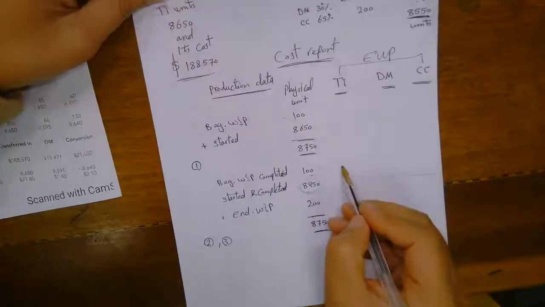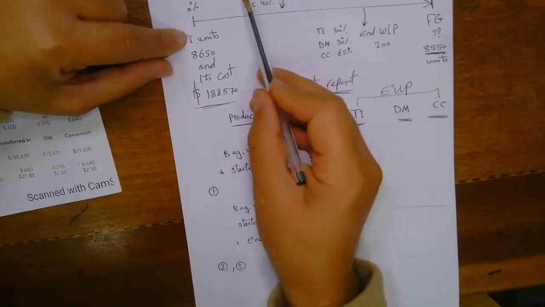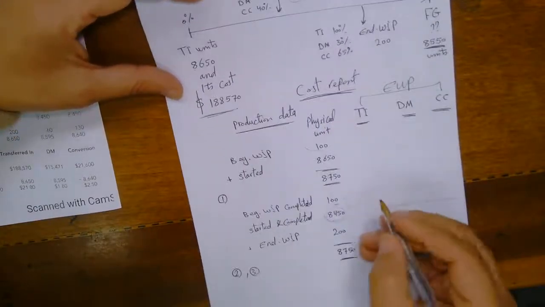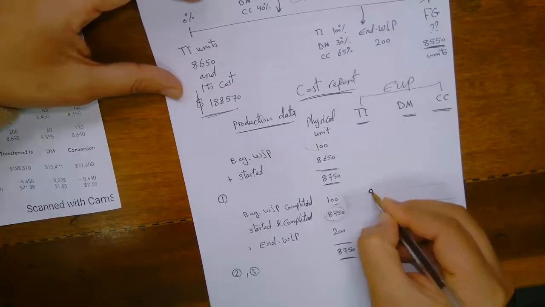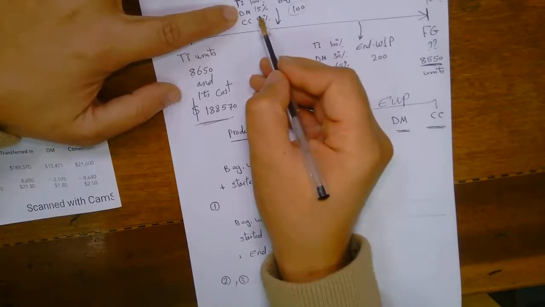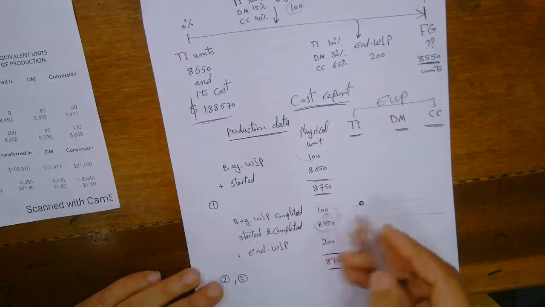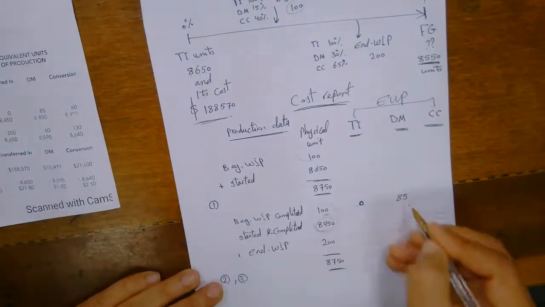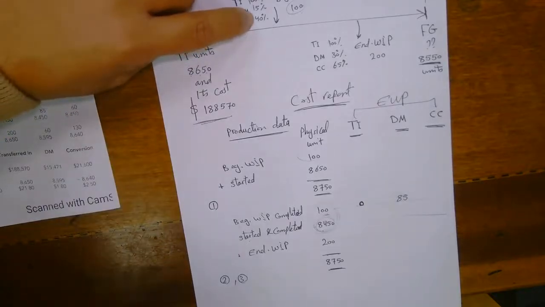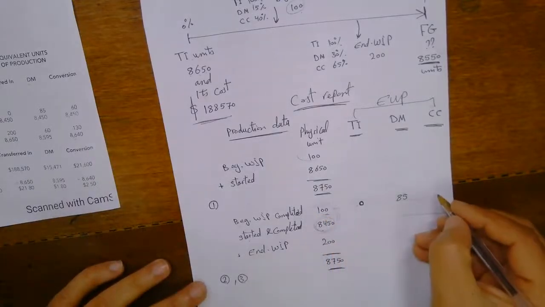Let's see here, transferred in. Beginning work in process from transferred in is 100% complete, so the remaining equals 0. From direct material, 15% complete, so the remaining equals 85%. 85% times 100 equals 85. From conversion, we get 40% complete, so the remaining equals 60%. 60% times 100 equals 60.